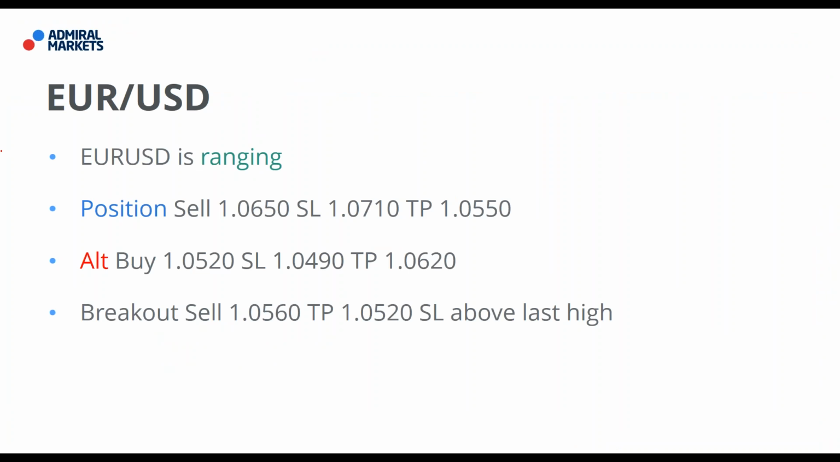Okay, see, euro dollar is ranging. I will sell around 0.650 with stop loss 0.710, TP 0.550, alternative buy 0.520, okay, stop loss 0.490, TP 0.620. So definitely I will go with this setup. Breakout sell 0.560 is sell breakout, TP 0.520, and stop loss is above last high, guys. Okay.